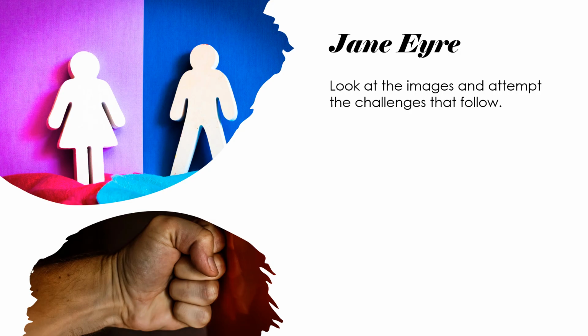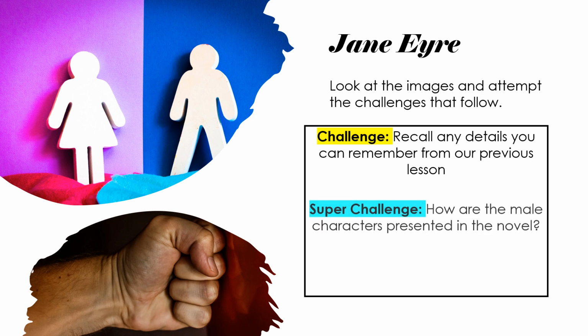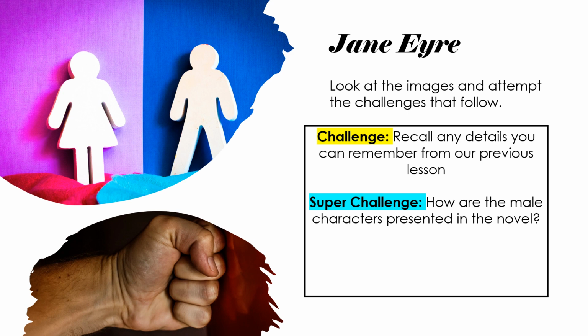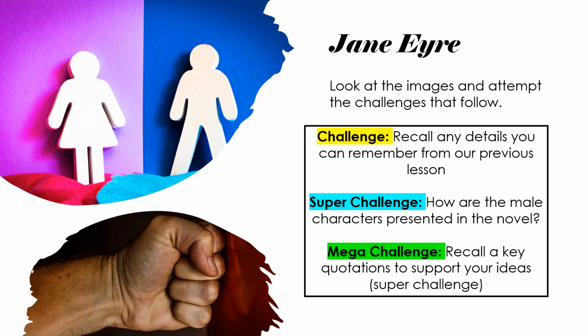The first thing I'd like to think about then is just looking at those images, trying to attempt the challenges that follow. First, recall any details you can remember from our previous lesson. Our previous lesson was called Lesson 2, Jane Eyre, and it was looking at Gateshead Hall. And Super Challenge, how are the male characters presented in the novel? And finally, for the Mega Challenge, can you recall a key quotation to support your ideas with the Super Challenge? Now if you want to pause the video here at any point, please feel free to do so.